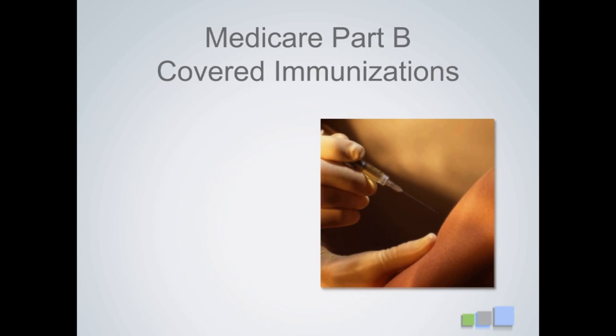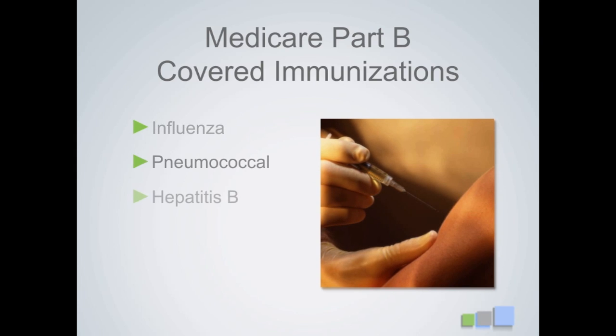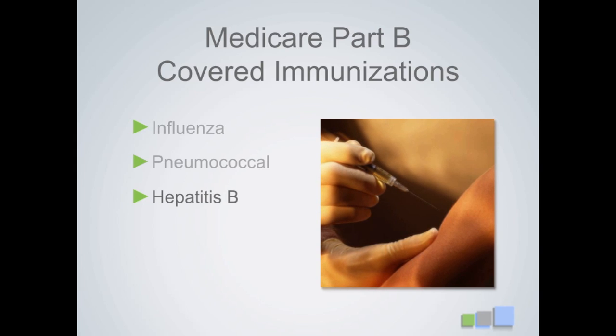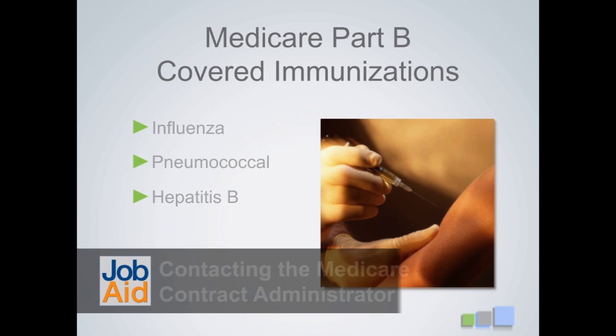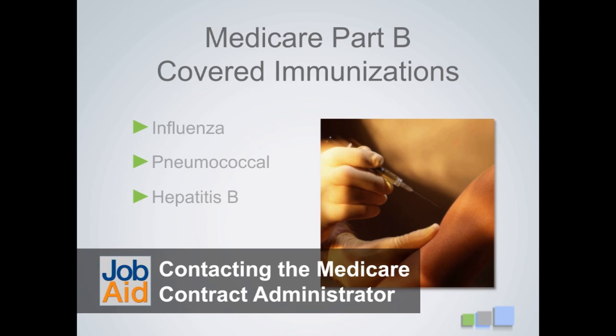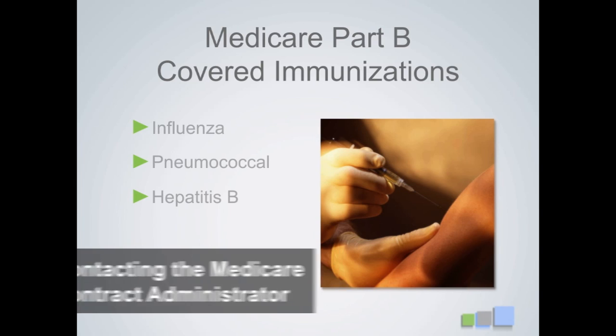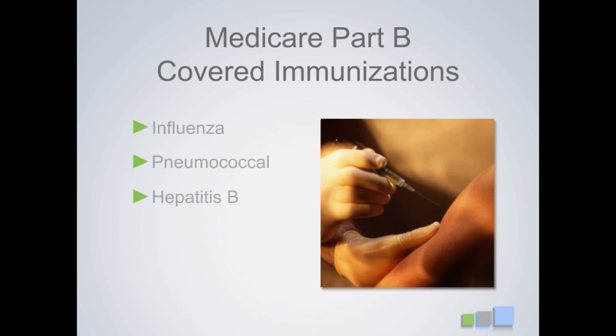At this time, Medicare Part B covers these specific vaccines for adults: influenza, pneumococcal, and hepatitis B. To look up current Medicare vaccine coverage, you'll want to check regularly with the State Medicare Administrative Contractor, or MAC. In California, this entity is called Noridian. You can refer to the downloadable job aid, Contacting the Medicare Administrative Contractor. Tdap may also be covered by Medicare if it's determined to be medically necessary.